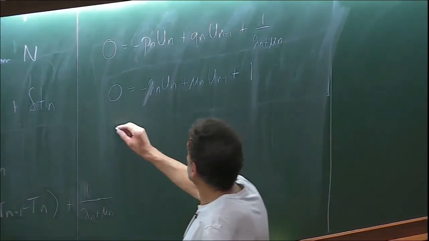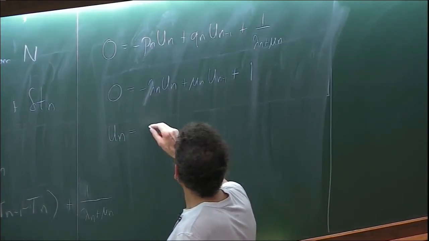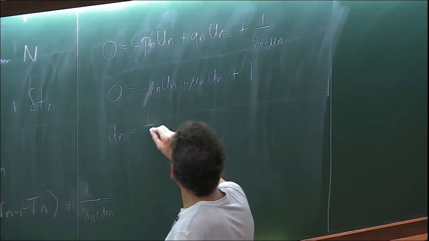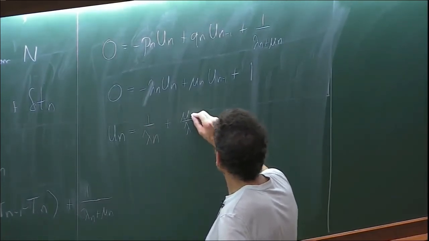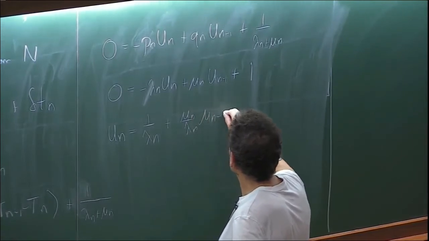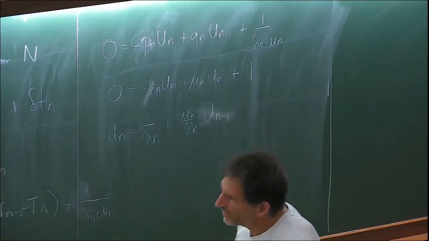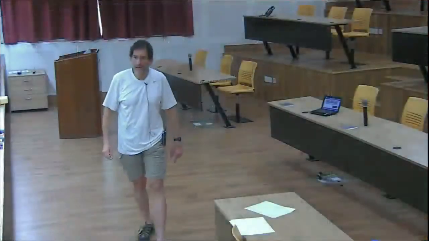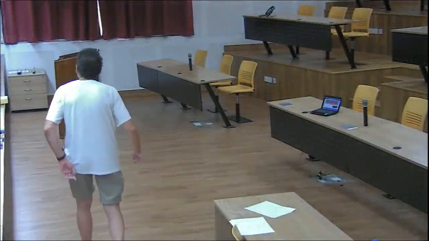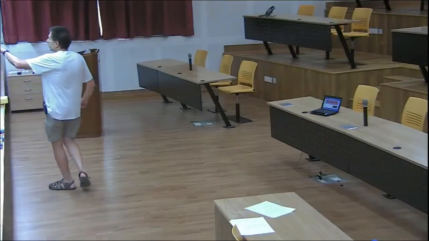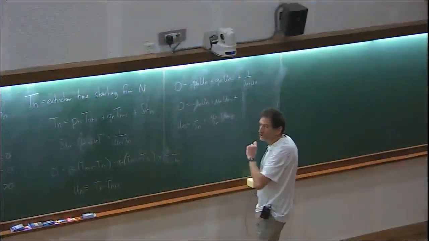So I'm almost done with what I'm going to do today. So Un is equal to 1 over lambda n plus mu n over lambda n Un minus 1. So notice that it looks very similar to what I had over here. I had here Fn was Q over P, Fn minus 1. Here I have Un is Q over P, Un minus 1, since mu over lambda is the same as Q over P, but with an inhomogeneous term.